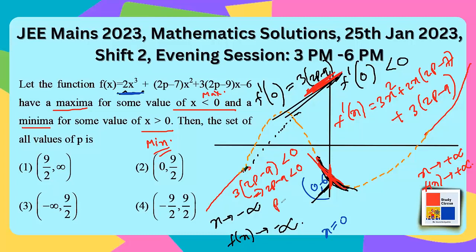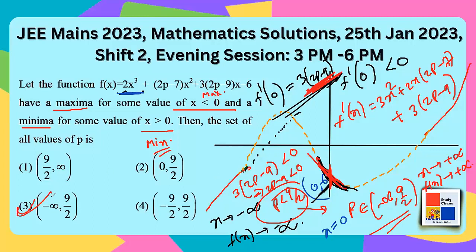That means p is less than 9/2. So p, if it is less than 9/2, if I have to write the interval, I can write p belongs to (-∞, 9/2). So if I select from the options given, option number 3 is the correct answer for the question, isn't it? Okay, thank you.